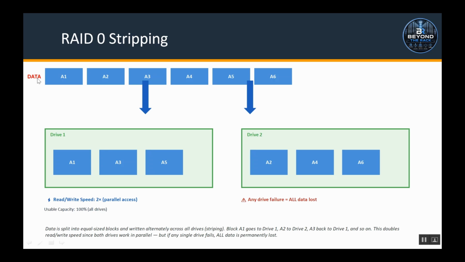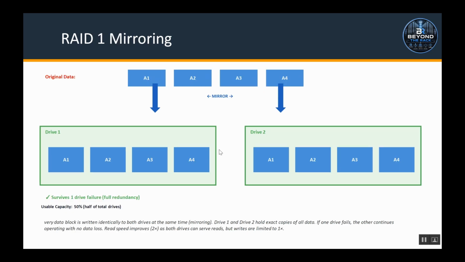You can see here original data blocks A1 to A6. Data is split into equal size blocks and written alternately across all the drives, what we call strip blocks. A1 goes to drive 1, A2 goes to drive 2, A3 goes to drive 1, A4 goes to drive 2, A5 goes to drive 1, A6 goes to drive 2. This doubles the read-write speed since both drives work in parallel, but there is no redundancy. If a single drive fails, you will lose all data permanently.